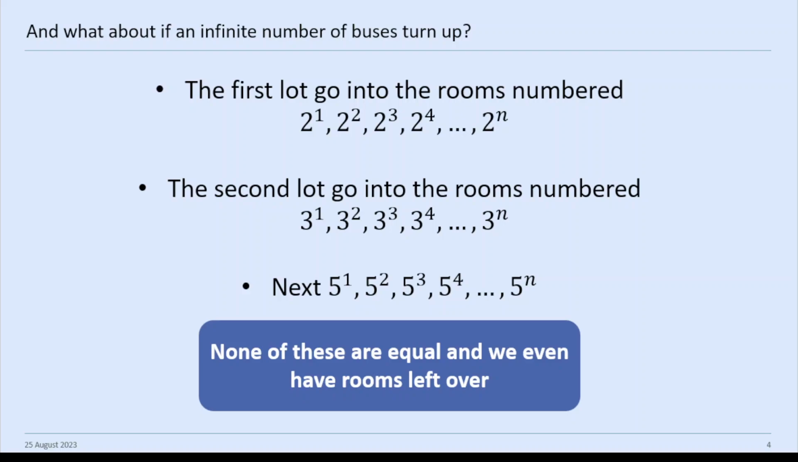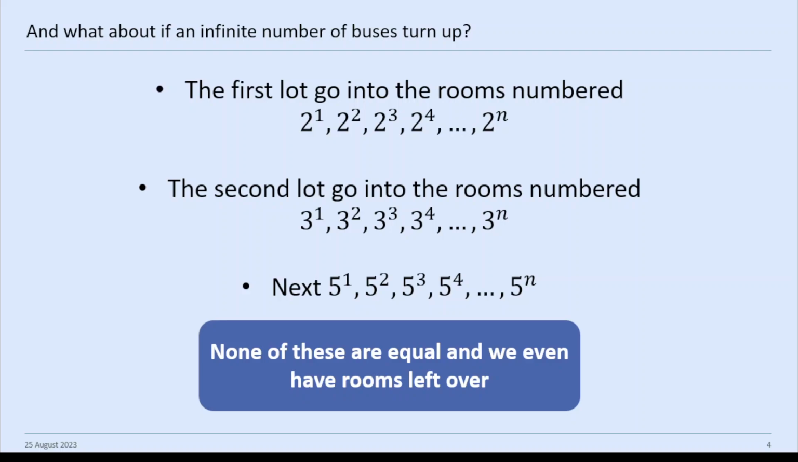You put the existing guests in there, and then the next lot, which is the first bus, they go into the powers of 3. 3, 9, 27, 81, 243, etc. The next lot go into the powers of 5. 5, 25, 125, 625. 3125, I believe, is the next power of 5. And then after that, you put the next lot in the powers of 7.